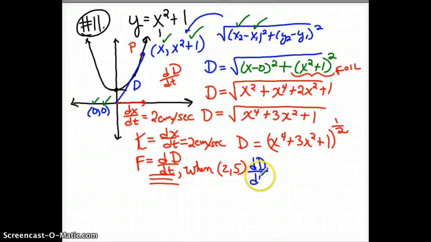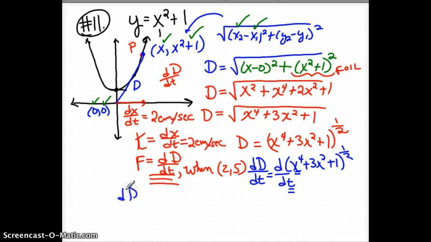So the rate of change of my distance with respect to time will equal the rate of change of my distance function with respect to time. Again, I'm just doing the same thing to both sides. Now, I'm going to stop here for a second. We don't have a match here. I want to have you keep in mind what you're doing with your chain rule here. We're trying to find the rate of change of the distance with respect to time.